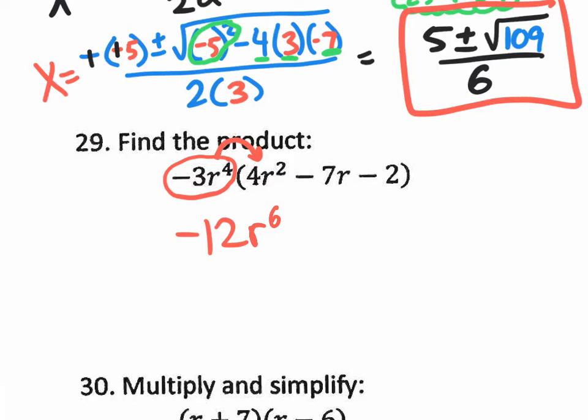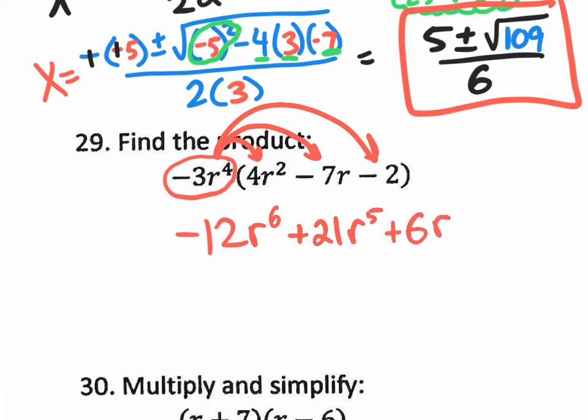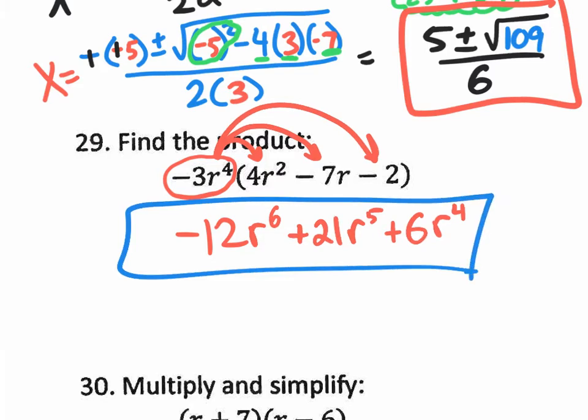And then we go -3 r to the 4th times negative 7. That's going to be a positive, 3 times 7 is 21. And r to the 4th times r is r to the 5th. That's right. And then at the very end, we have plus 6 r to the 4th just on there. And that's it. We are done with number 29. There's nothing to combine because all of your r's are different. You have r to the 6th, r to the 5th, r to the 4th. You can't really add any of those.